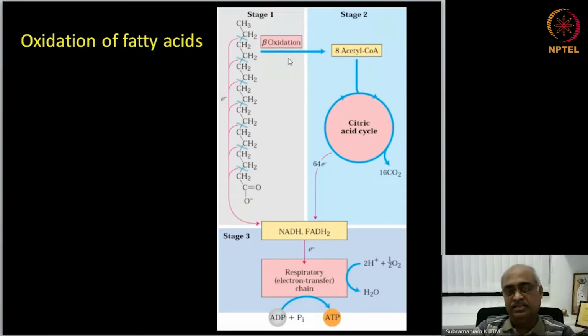This is stage 1, and the Acetyl-CoA produced thus will enter into the TCA cycle and get completely oxidized into carbon dioxide. The reducing equivalents will move to the 3rd stage, which we are already very familiar with, which is the electron transfer chain on the mitochondrial inner membrane. So we'll focus on this beta oxidation as the main theme today.